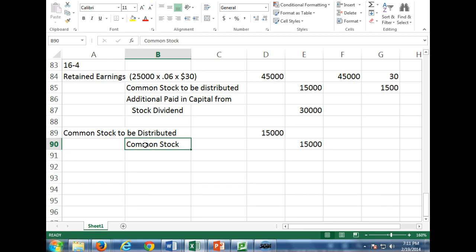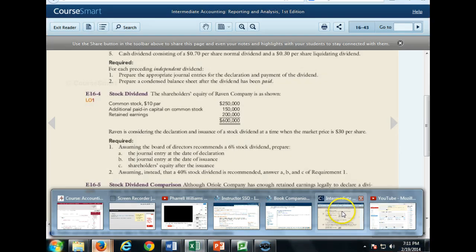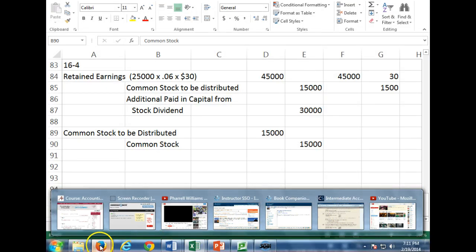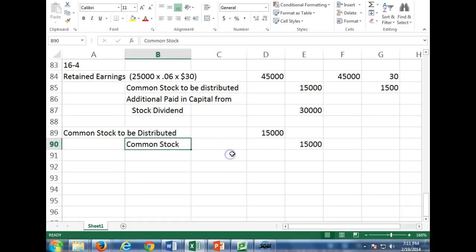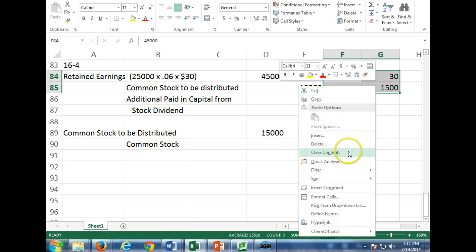How many of you guys get that? How many of you would tell me if you didn't? Good. Yes, you would. Thank you. Any questions? Yes. So in that first entry, when you're crediting common stock to be distributed, would that technically be like a liability? Yes, it's technically like a liability. Exactly. Because we're supposed to do it, but we haven't done it yet.